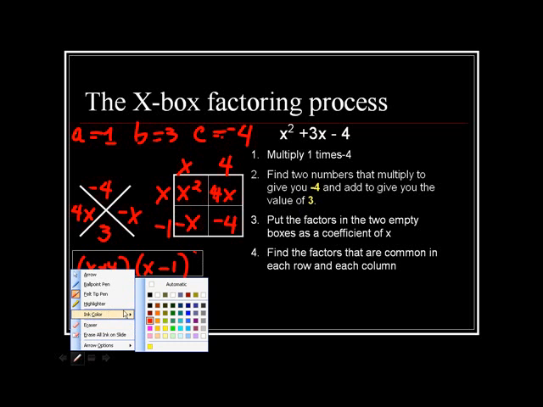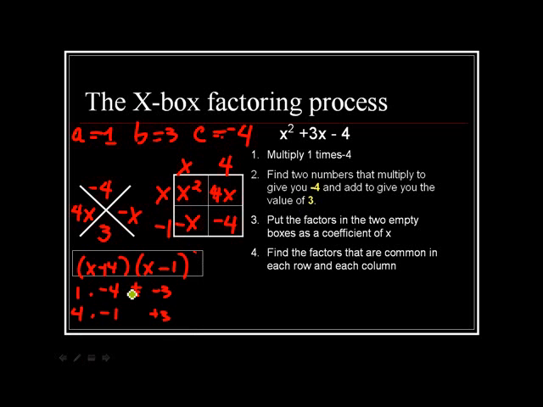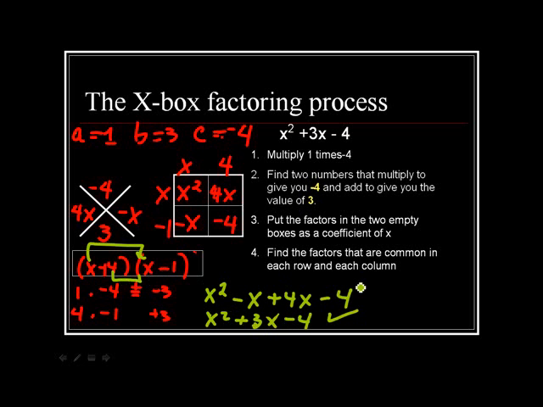Checking our work, change our ink color. Using the distributive property, x times x is x squared, x times -1 is negative x, 4 times x is 4x, 4 times -1 is -4. That gives you x squared plus 3x minus 4. Check.